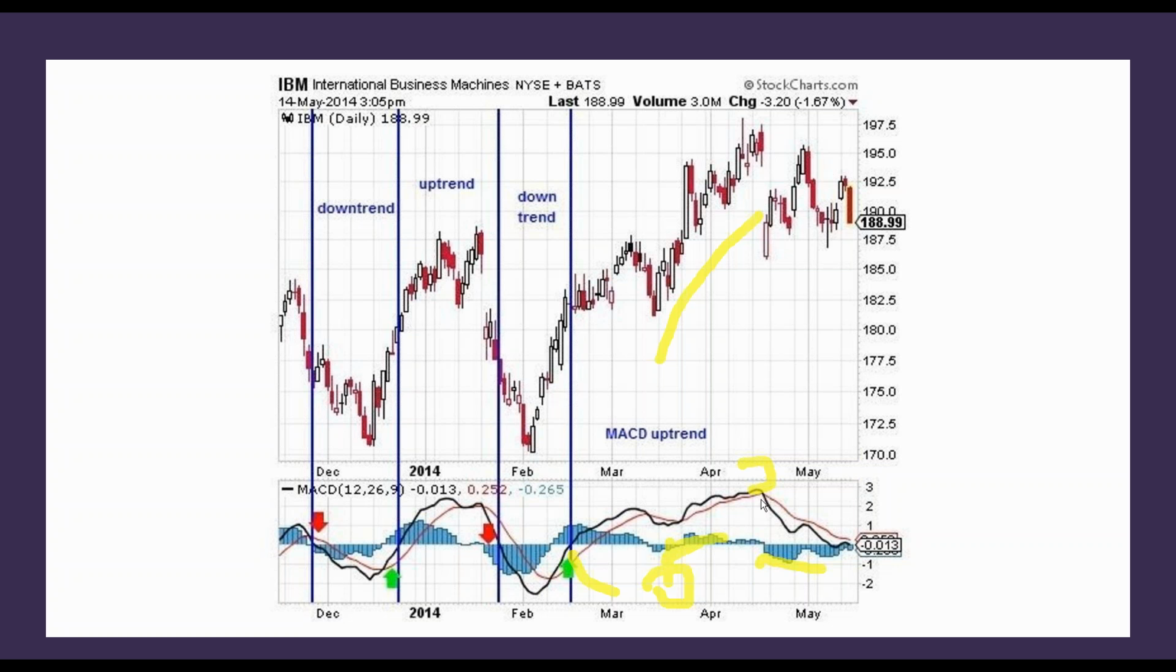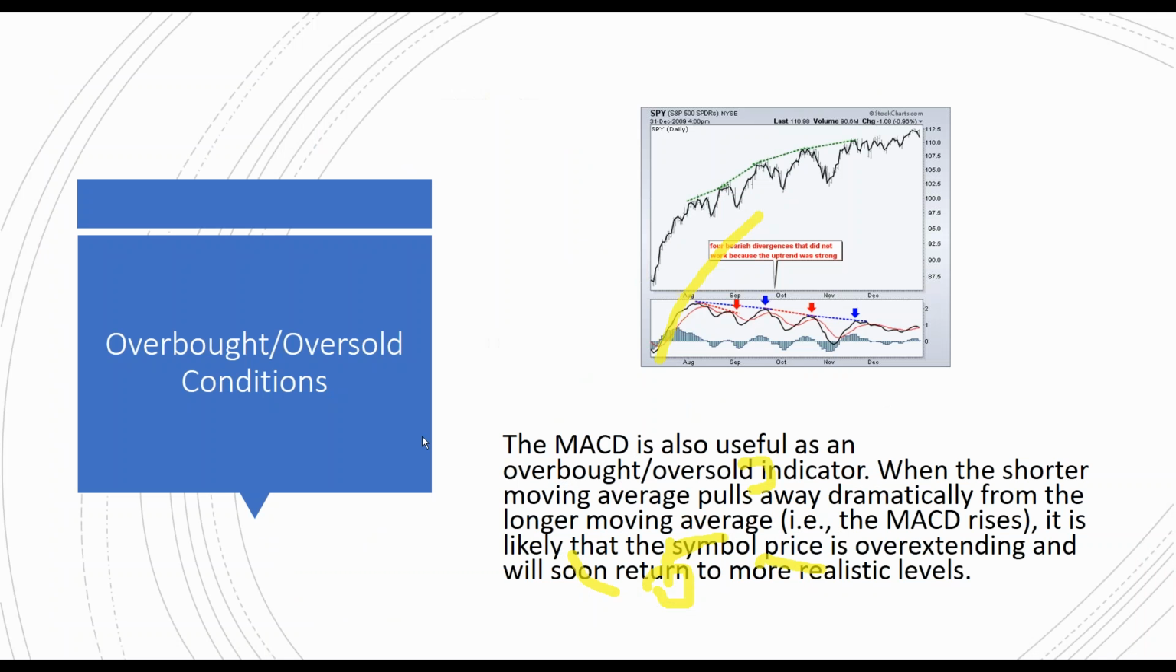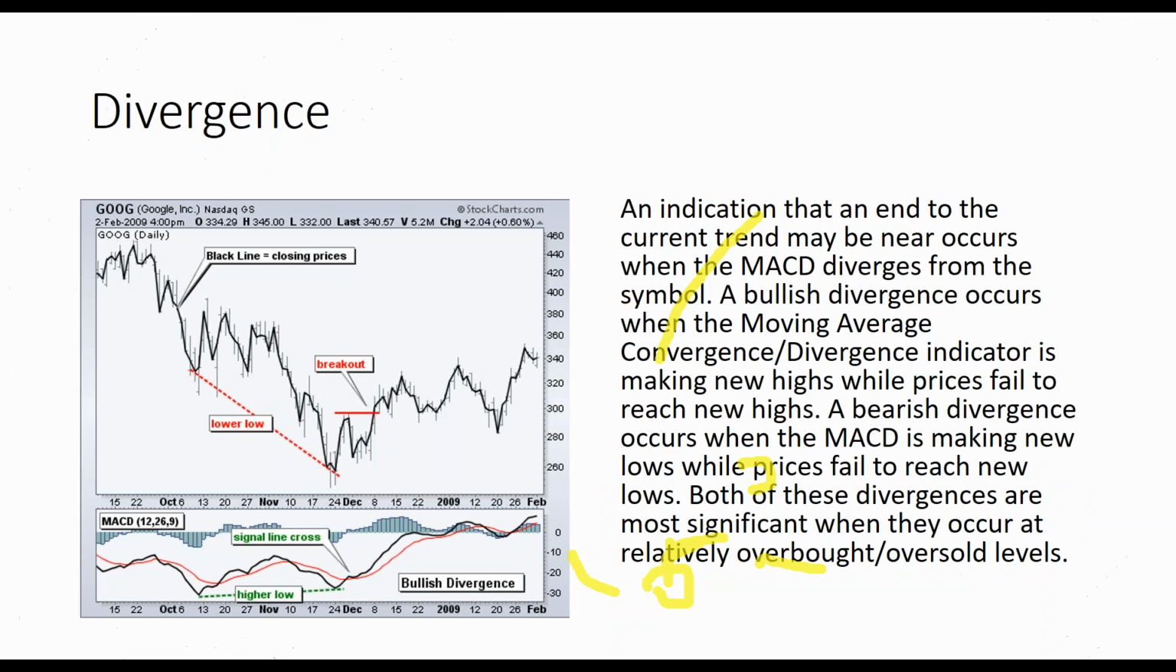Now you had the crossovers, okay, but instead of doing the calculations, you can also start seeing patterns in that histogram. Because look at that: the farther and the bigger that histogram got, the steeper the price decline was. So MACD is also useful as an overbought and oversold indicator. When the shorter moving average pulls away dramatically from its longer moving average, the MACD rises, it is likely that the symbol price is overextending and will soon return to more realistic levels. So in other words, it's telling you the market is overbought.